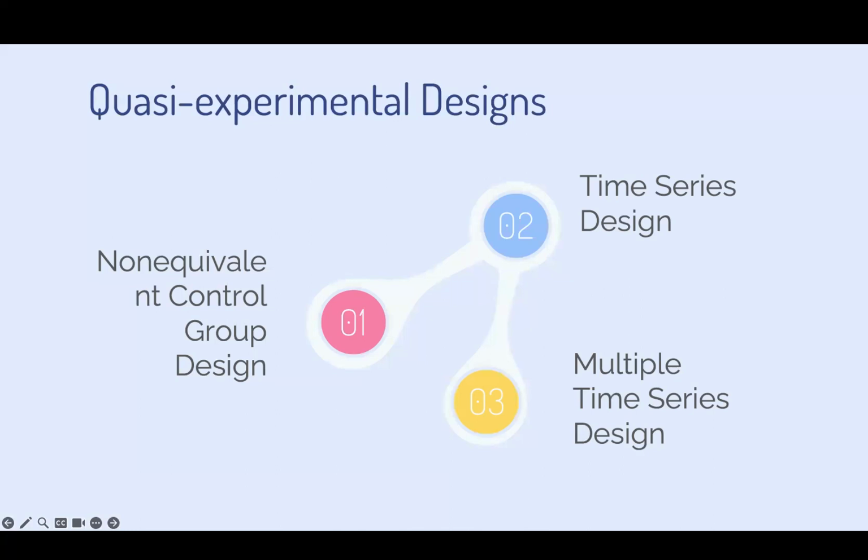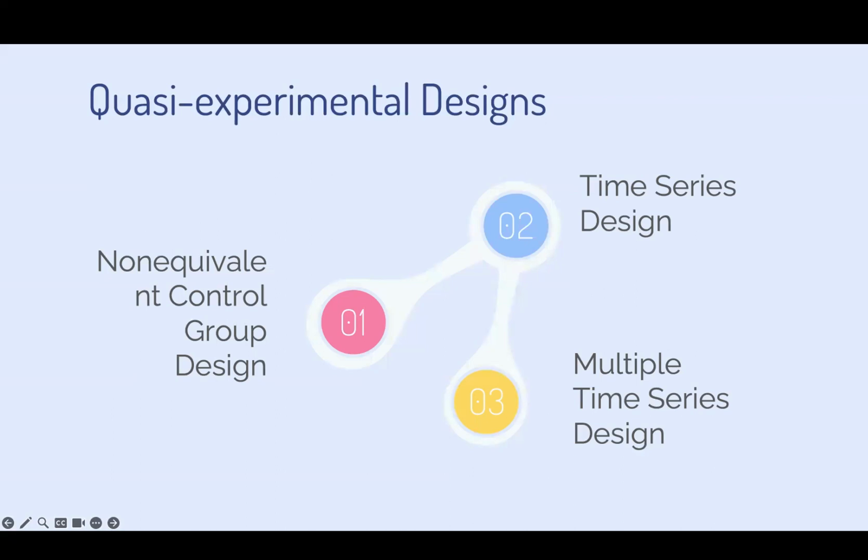Lastly, the multiple time series design. It expands upon the time series approach by including a control group. So this group undergoes the same series of observations, providing a comparative view to make the effects of the intervention more reliable by comparing it with a control group's timeline.